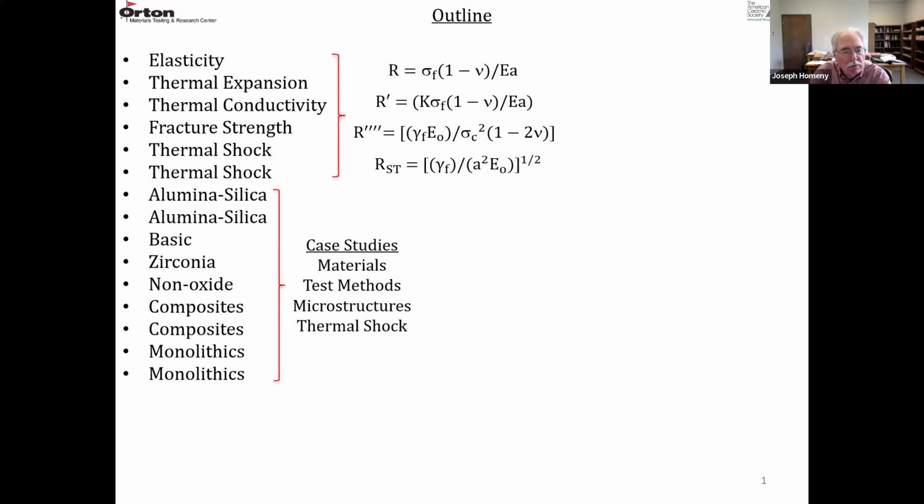So this course is the third course in this second certificate, and it's on thermal shock and basically how to design materials to be thermal shock resistant.